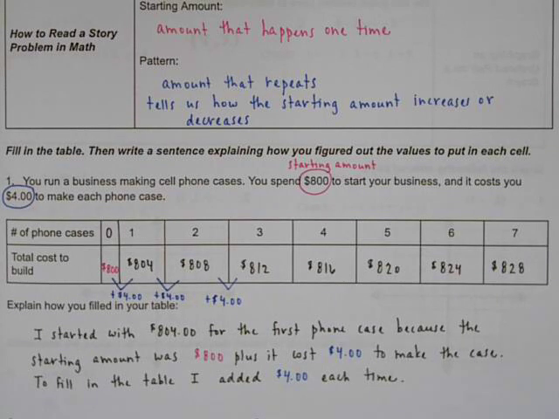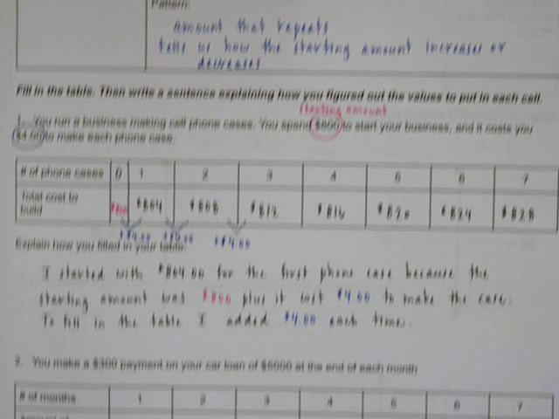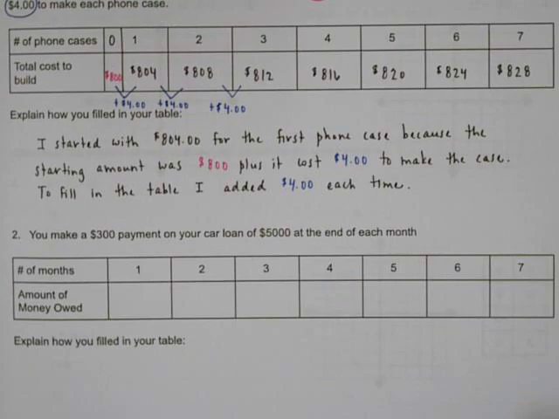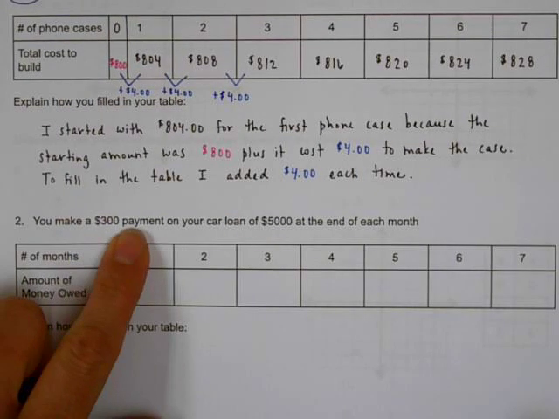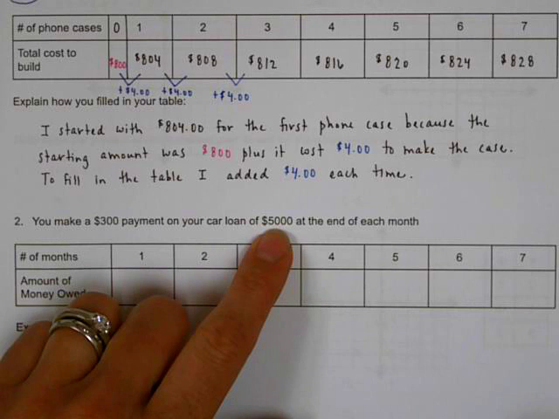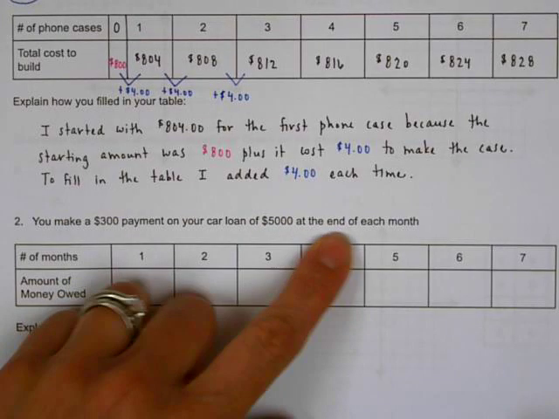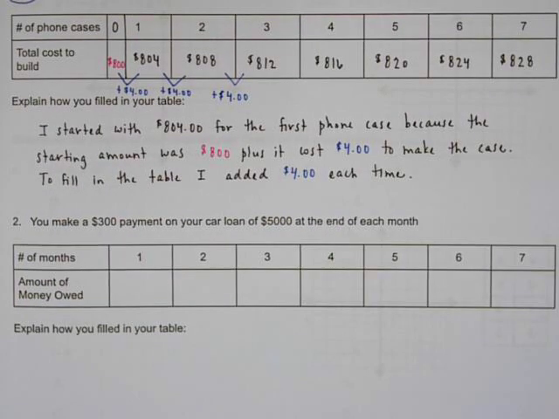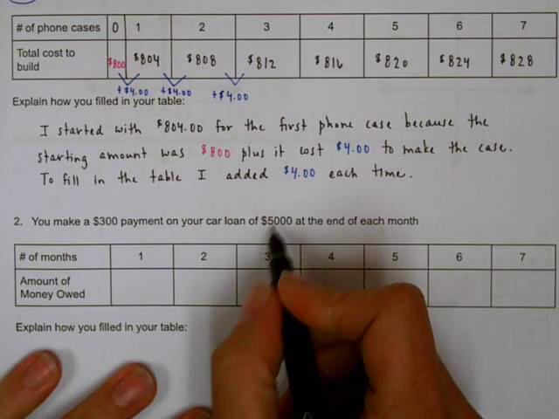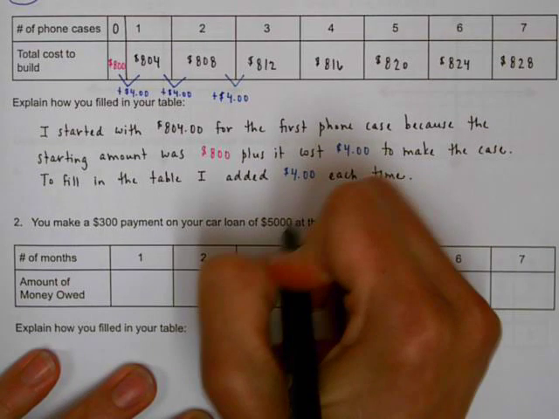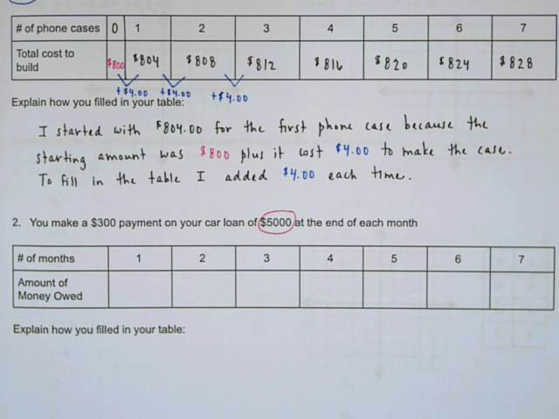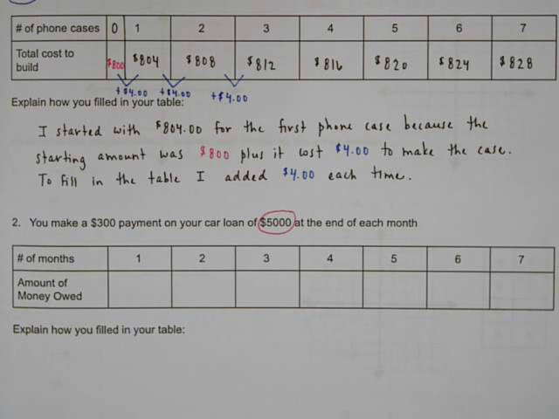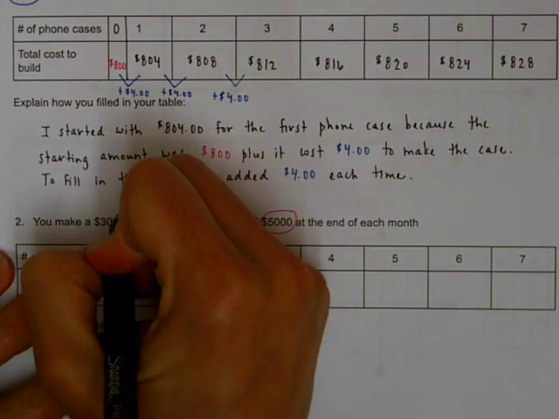All right, for number 2, same idea here. So let's read through our pattern and find out those pieces of information. So we make a $300 payment on our car loan of $5,000 at the end of each month. So when I'm talking about that starting amount or the amount that happened each time, I know I'm starting with a loan that's $5,000. That's my starting amount for my loan. Each month, I'm paying $300.